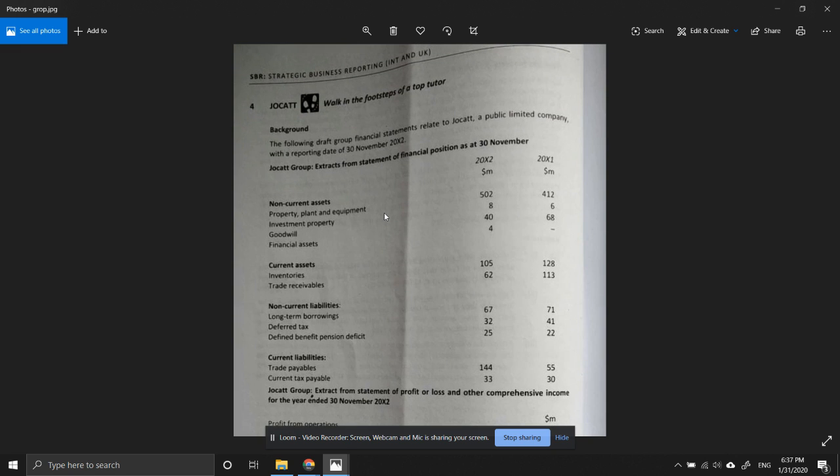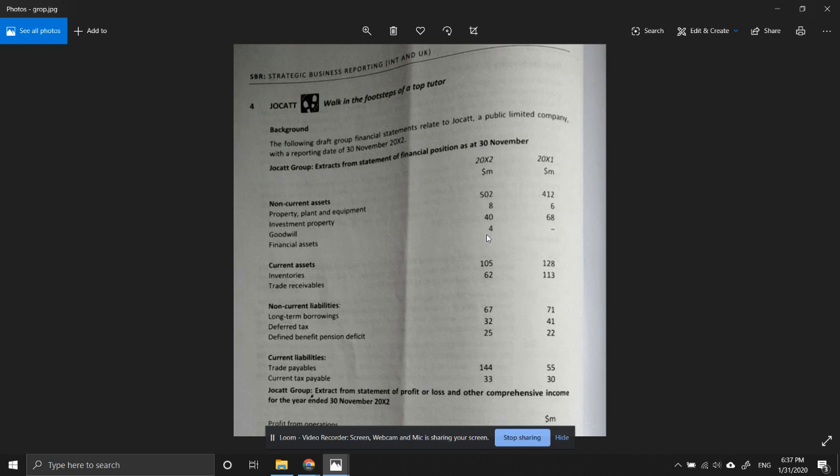Okay. So the following draft group financial statements relate to Jocatt, a public limited company with a reporting date of 30th November 20x2. Extracts from SOFP as at 30th November. PPE, investment property is also there. Okay. There has been a change, gain of 2. Remember that, because that will be added in when you're calculating your PBT, right? So goodwill as well, it's 40, 68, 40. So what has been the change? Acquisition, disposals or impairment, we need to calculate that.